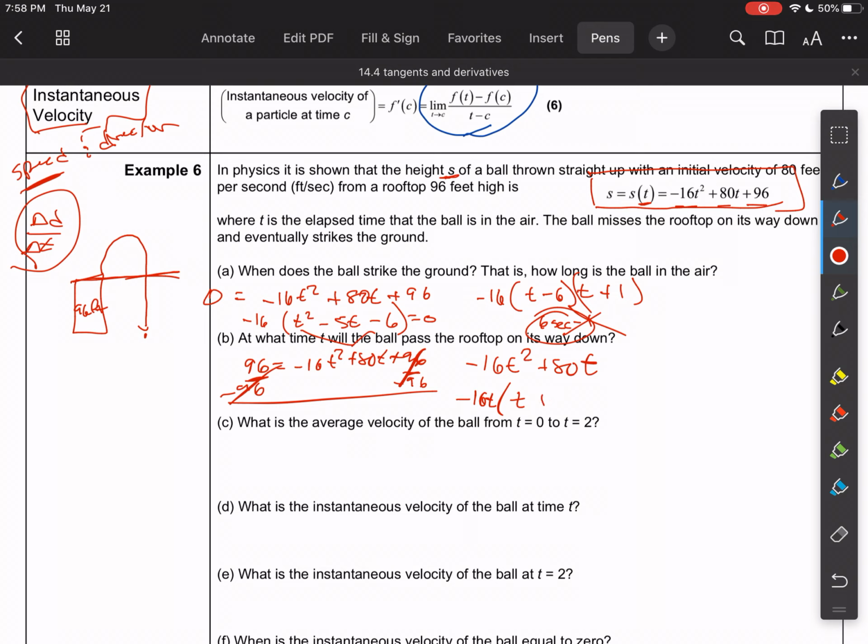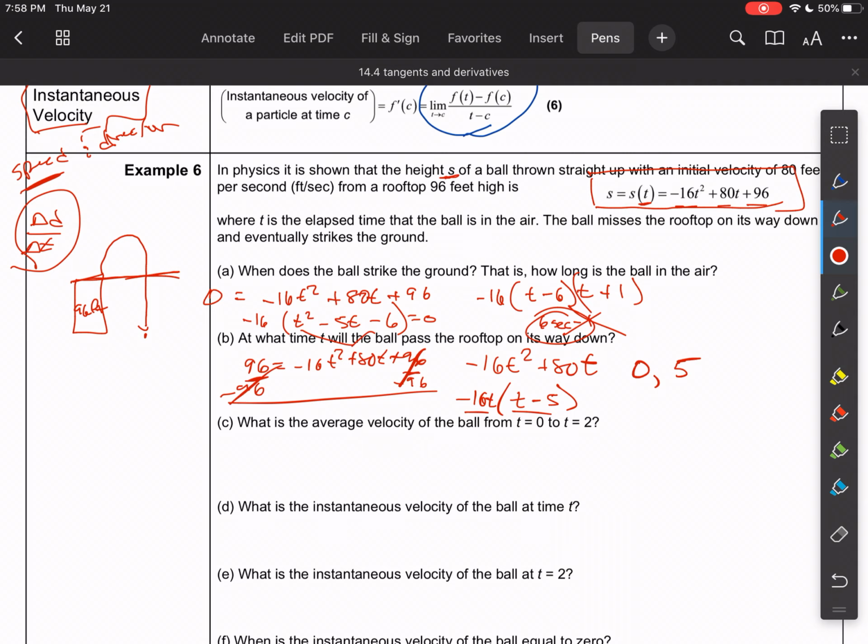And I should not say plus. I don't know why I keep wanting to do that. This would be t minus 5, right? Okay, so what makes either one of these factors go to 0 is going to be a solution. So either 0, which would make sense because that's where we launch from, right? 0 seconds. Or 5 are the two answers to that guy.